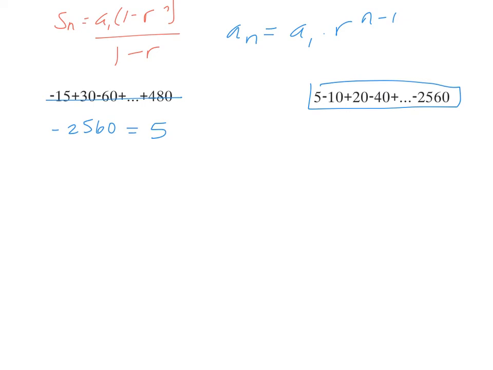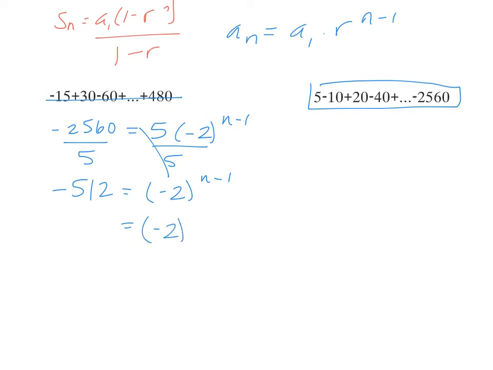We are multiplying by negative 2 each time. So that'd be negative 2 to the n minus 1. Again, divide by 5 first. And that'll give us negative 512 is equal to negative 2 to the n minus 1. Again, because of the negatives, we're not going to be able to apply log here. So we need to use a common base.